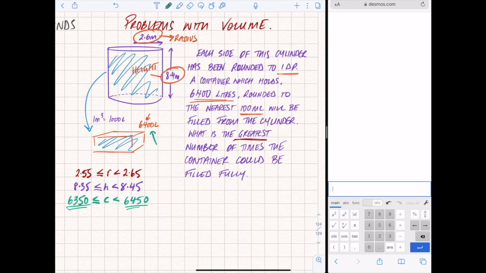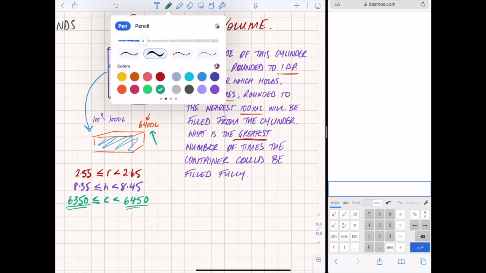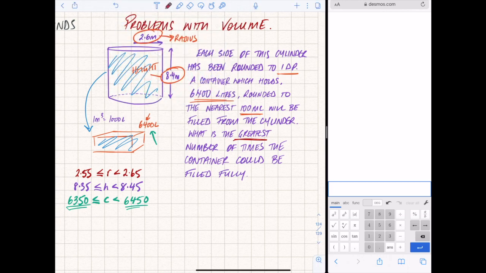What I need to do, and this is where it's really hard to get your head around this question, I need to understand that in order to find the greatest number of times that I could fill this up, I've got to have the biggest volume here, because that will give me the most amount of water, and I've got to have the smallest volume here, because if I've got more water and I'm putting it into a smaller container, I'll be filling it up more times.